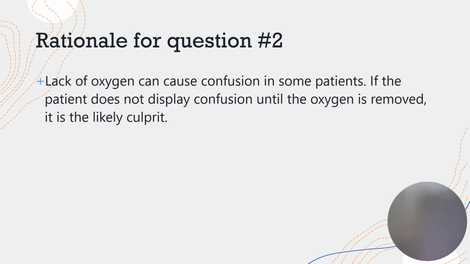This is the rationale for question number 2. Lack of oxygen can cause confusion in some patients. So if your patient is alert and oriented before he takes his oxygen out, then when you go back and he's acting confused and you see that the oxygen is not in his nose, that's likely the culprit of why he's acting confused. So just go ahead and put the tubing back in his nose, and then he should be more alert and oriented.